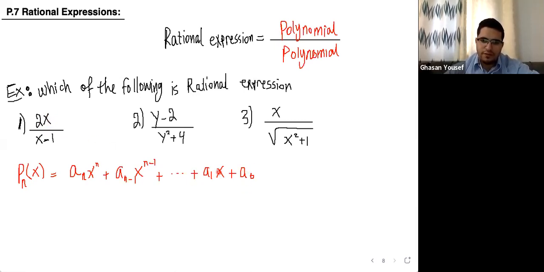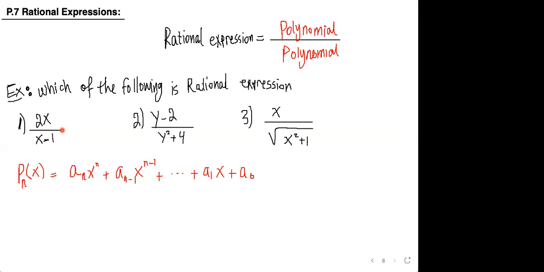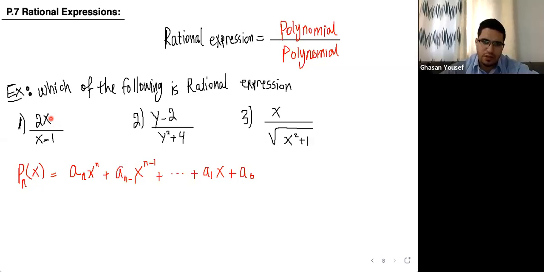So here, as we see, 2x is a polynomial. Why? Because if we put 2 instead of a1 and x here, and 0 instead of a0, and all the other terms are 0, I get a polynomial. What about the denominator, x minus 1? Is x minus 1 a polynomial? Yes. So here actually I have polynomial over polynomial, so this is a rational expression.